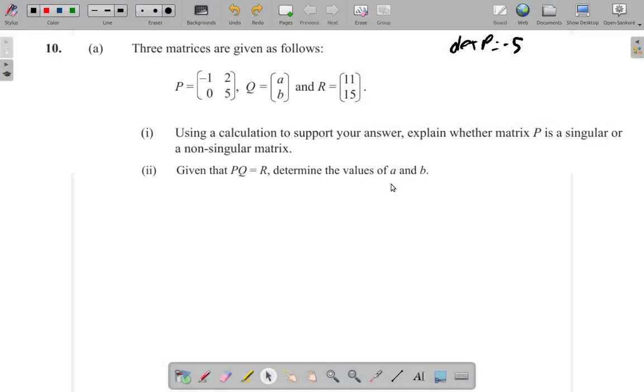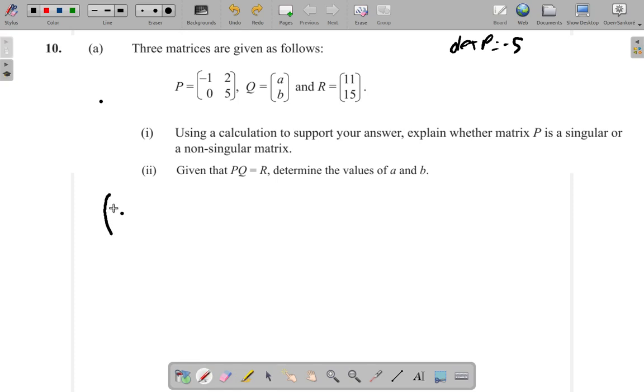Now, part 2 of the question says, given that PQ is equal to R, determine the values of A and B. I've written down here that the determinant of P is -5, as we found in the previous work. Alright, now let's look at part 2. PQ equal R.